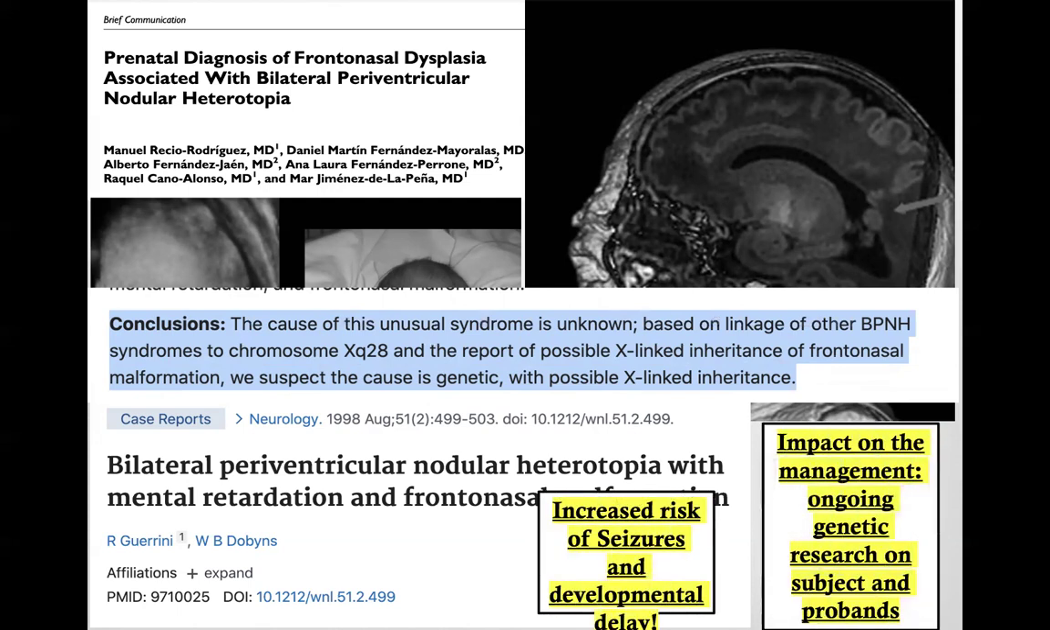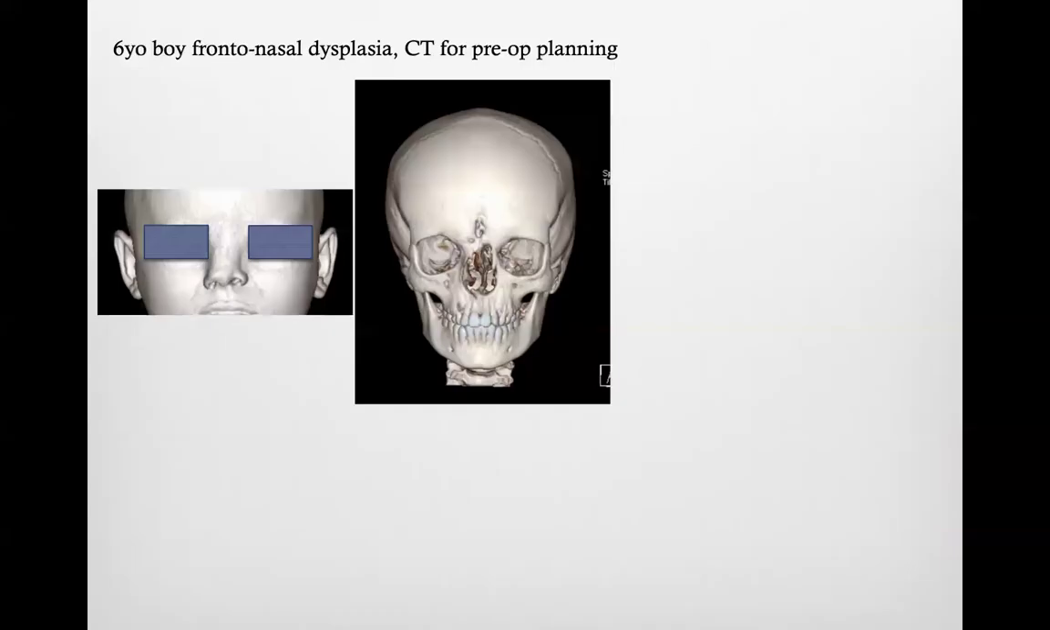So that's very important. Why? Because identifying brain abnormalities, like in this case, associated with abnormalities in the face, impacts the management of the child. These children will have increased risk of seizure. We know that they have developmental delay. And also, there is genetic research that we can do.